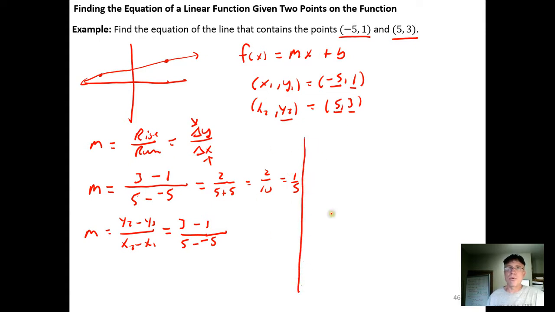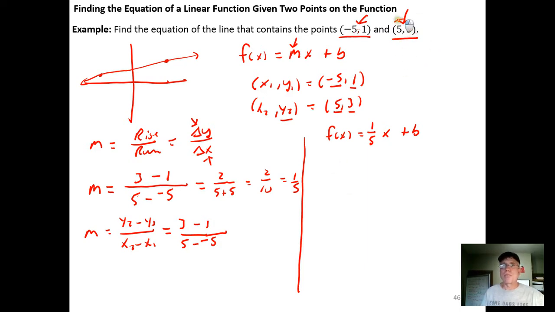Once you get the slope, you go to the equation, f of x equals mx plus b, and you replace the m with the slope that you calculated. So we get f of x equals 1/5 x plus b. And then you grab either of the 2 points. It doesn't matter which one. So grab the one that makes you happiest. This point makes me happier than this one does. I'm going to avoid using the negative number, but it's really kind of irrelevant.